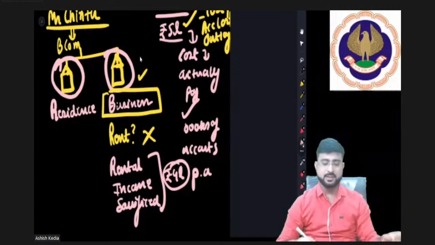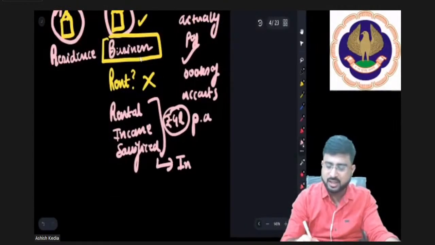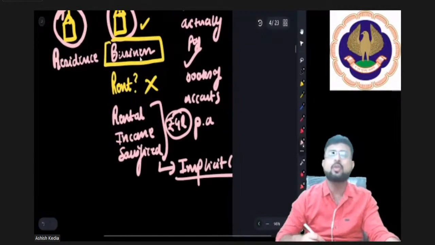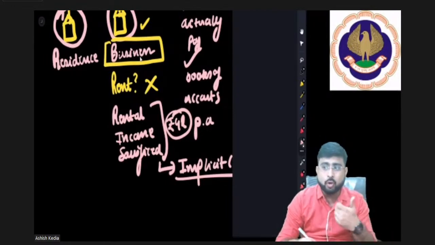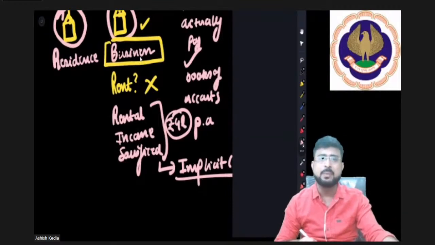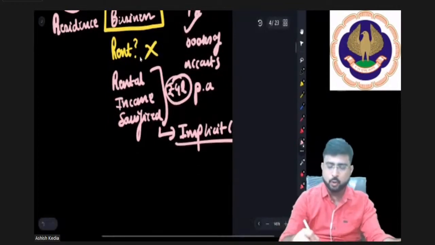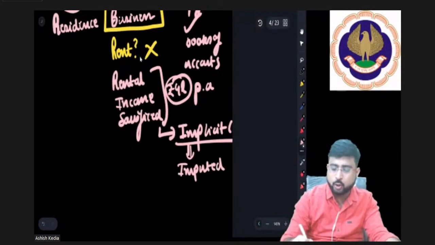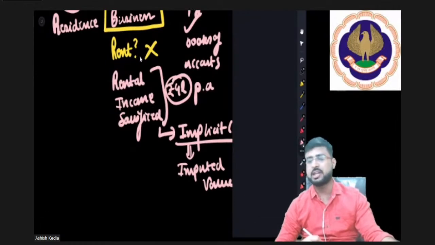Yes, my dear friends, this is called implicit cost. It is like a hidden cost. Implicit cost is like a hidden cost which is incurred by each one in every decision making, but only economics acknowledges it. That's why economics is such a lovely subject. Implicit cost is what? Imputed value. Imputed means estimated value that you have sacrificed in order to do your business. That's what implicit cost is, my dear friends.